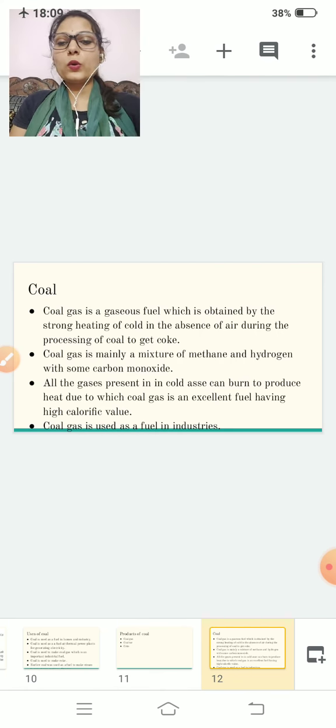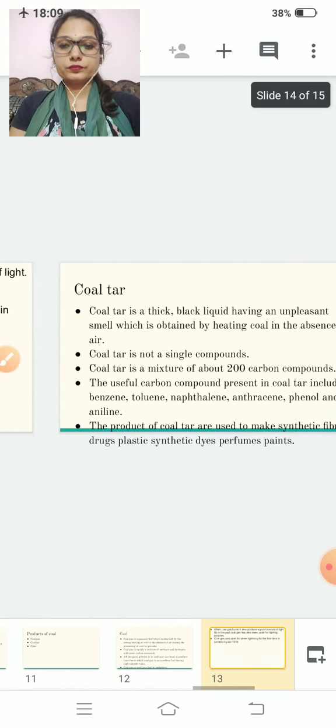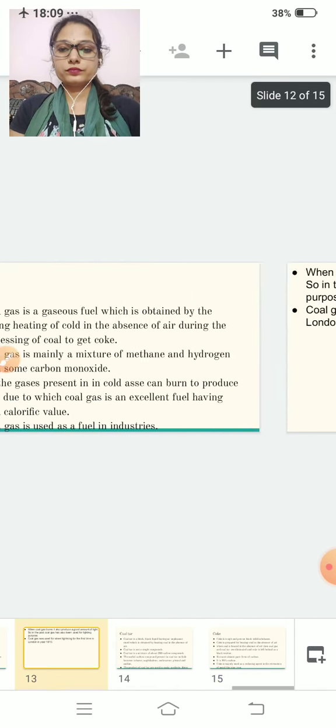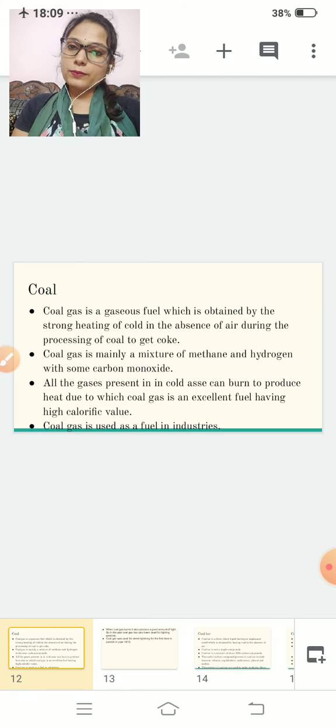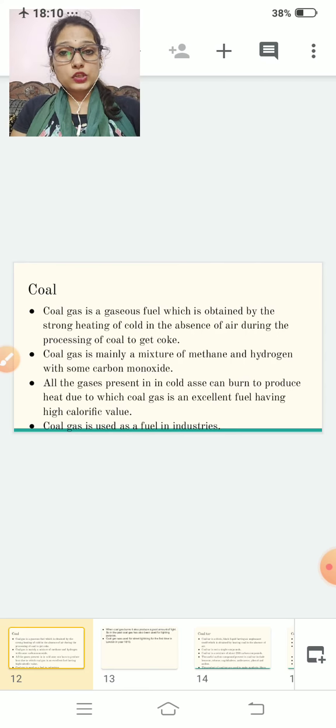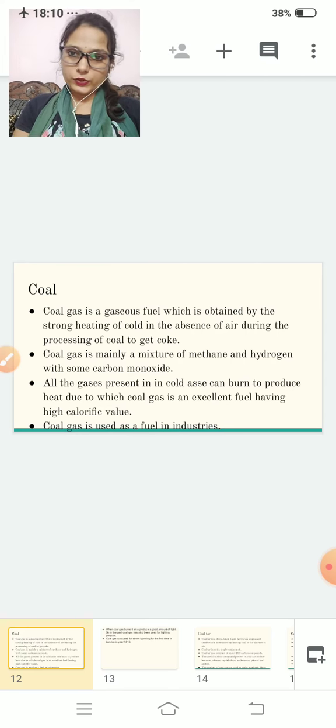So how will you get coal gas? If you heat coal in the absence of air, you will get coal gas. And coal gas is a mixture of methane, hydrogen and some amount of carbon monoxide. Its calorific value is high and it is used as a fuel in our industries. Clear?